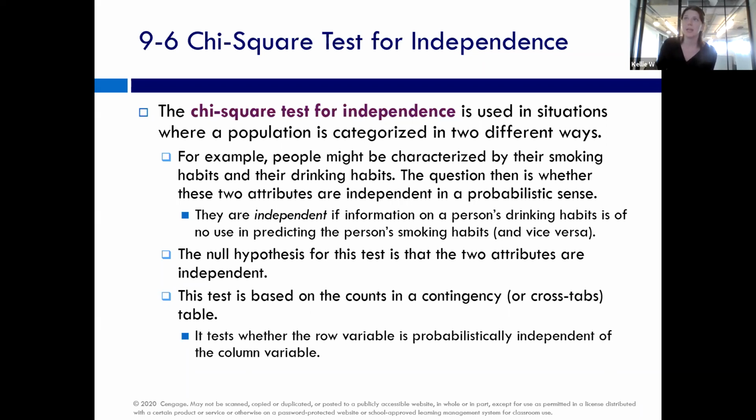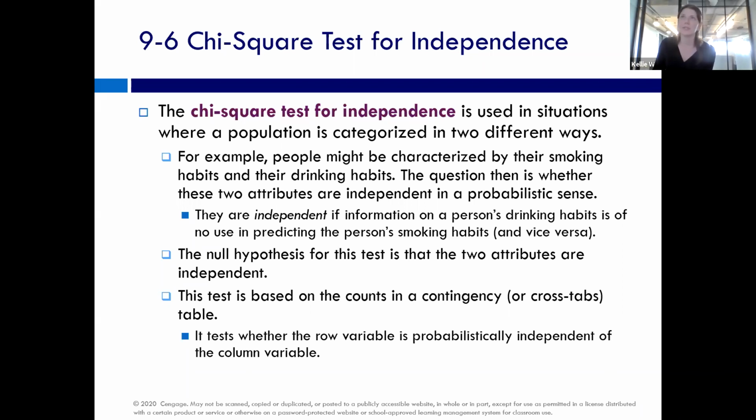So meaning my drinking habits, or the drinking habits of anybody in the population, are of no predictive value when trying to assess their smoking habits. So the null hypothesis is that they are independent. Whether or not I smoke has no effect on whether or not I drink. They're not correlated at all.